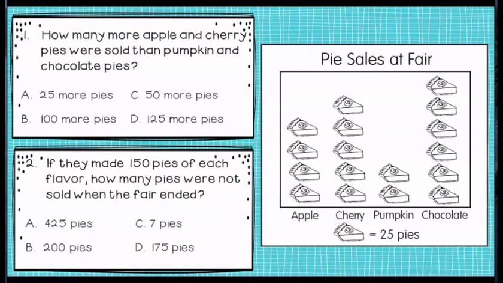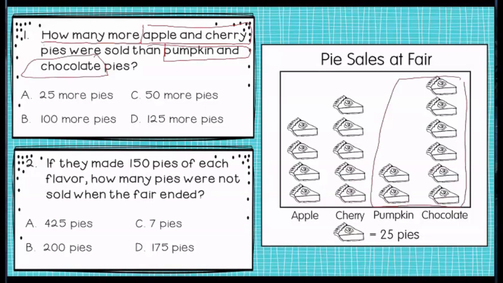Number 1 says, how many more apple and cherry pies were sold than pumpkin and chocolate? Now, this is a tricky question, because first off it says, how many more? How many more means I'm going to subtract. I'm looking at subtracting apple and cherry, and then pumpkin and chocolate pies. So let's see, we're looking at these compared to these.